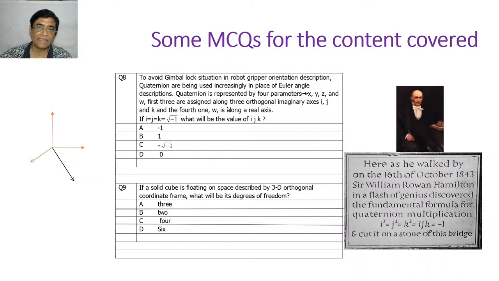First three are assigned along three orthogonal imaginary axes i, j, and k, and the fourth one, w, is along a real axis. Now, if i equals j equals k equals root over of minus 1, what will be the value of ijk? So, that's the question. To answer this, there is a history I have already talked about, and let me also repeat here.